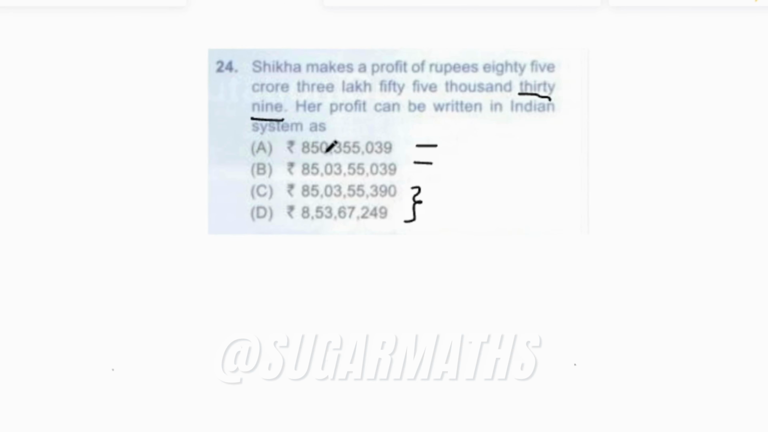Now, if you closely look at option A and option B, they exactly have the same numbers, which is 85,53,55,039. But the question is asked in the Indian format. They have used the word crores. That means you have to be very careful on where the commas are. The commas here are marked in Indian system, whereas the commas here are marked in the international system. So, since the question is in crores, you have to check the option that is in the Indian system, which is option B is correct.